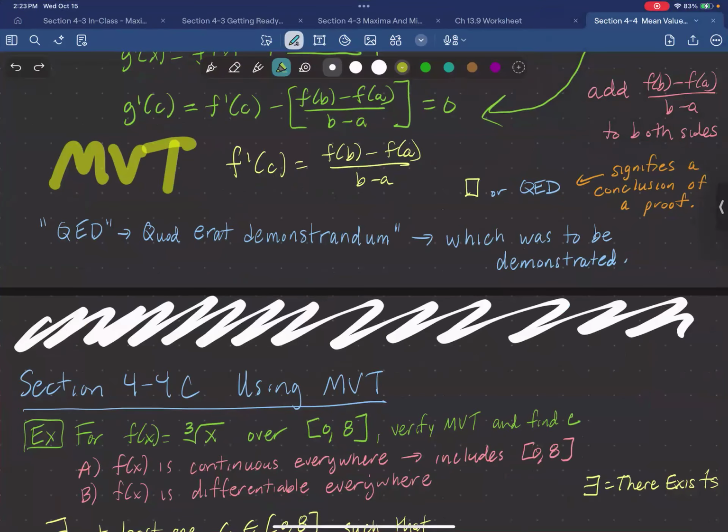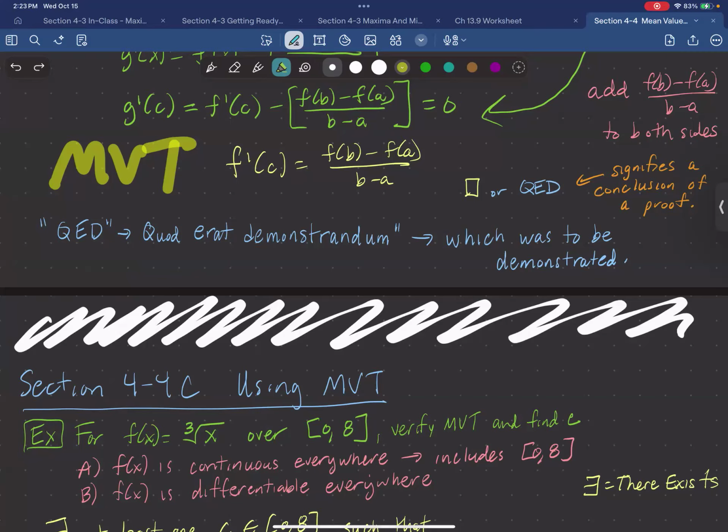All right, let's do it using mean value theorem. Let's use an example where f of x equals the cube root of x. We're going to look at it over the interval 0 to 8. We're going to verify mean value theorem, and we're going to find c.